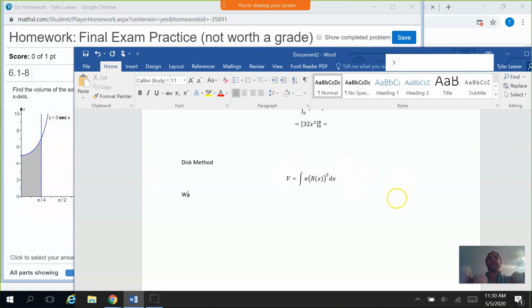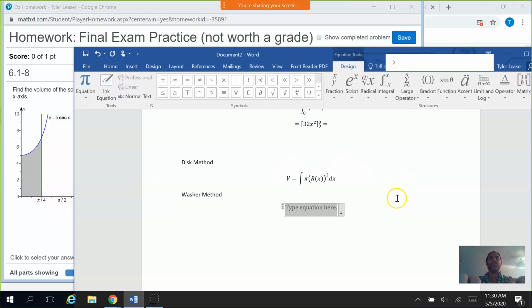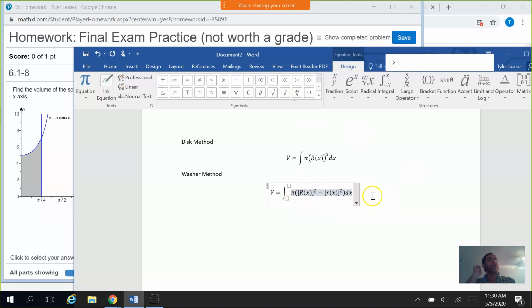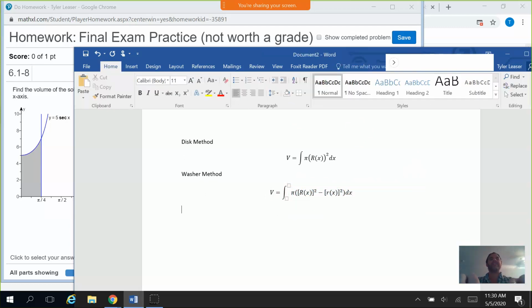We also have what we call the washer method. Washer method is really just an extended version of the disk method. This is just the integral of pi and then the outside radius squared minus the inside radius squared dx. And again, this could be a function of y if we were revolving around the y-axis instead.